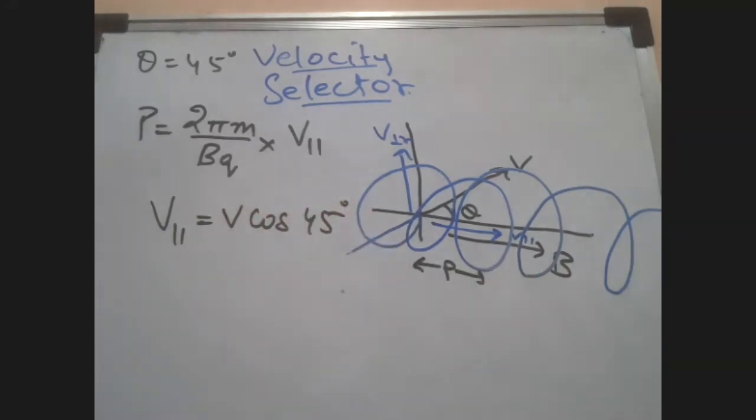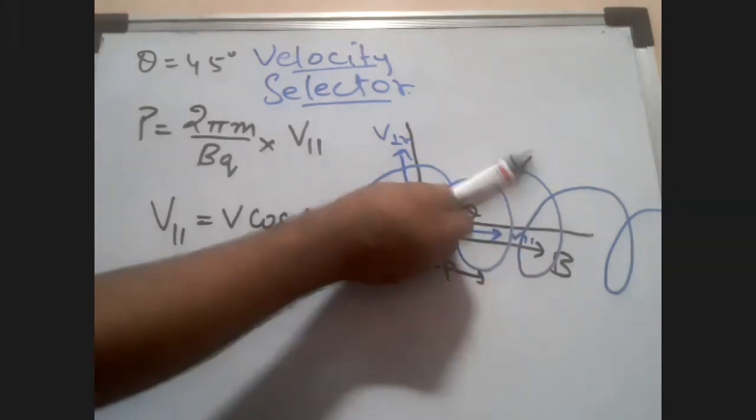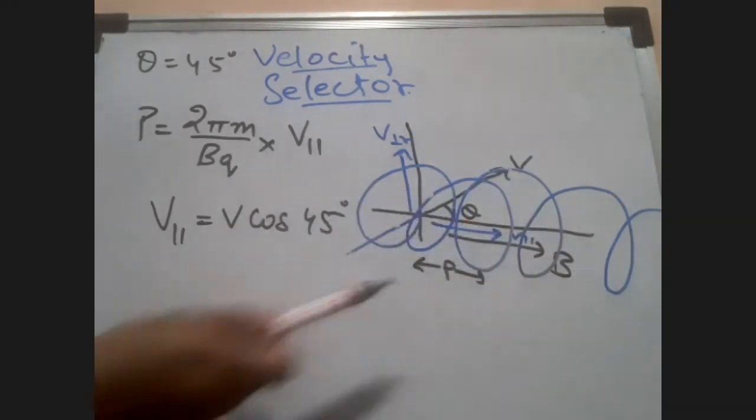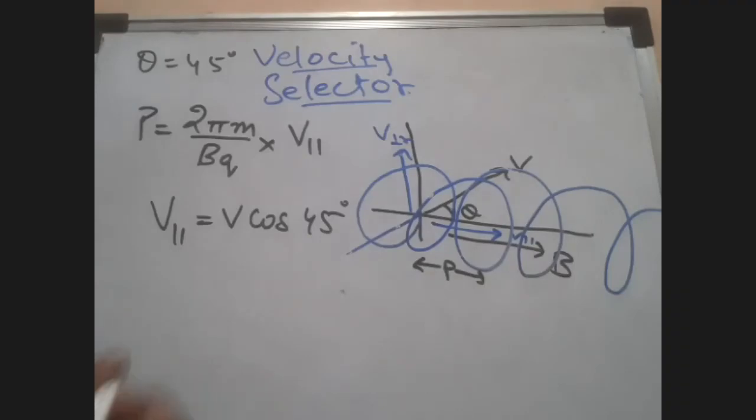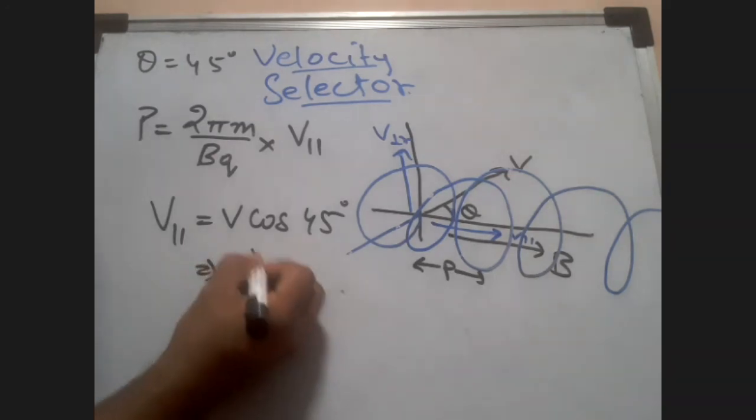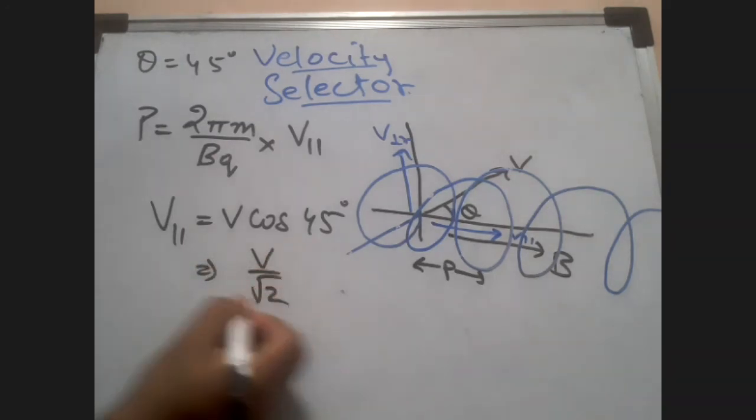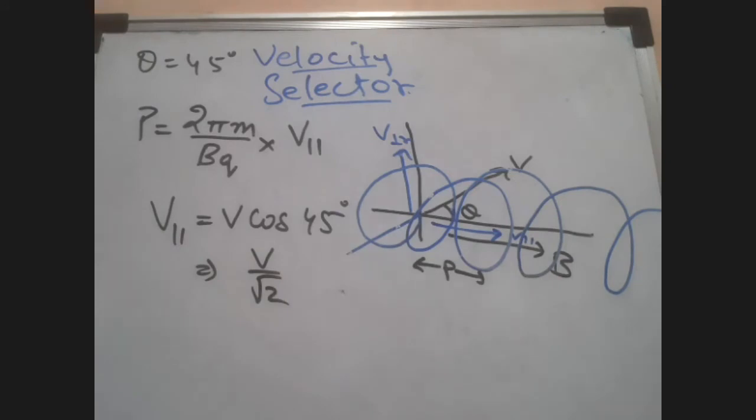Yes or no? V cos 45. The velocity vector was given with an angle theta with the magnetic field. We are interested in V parallel, which is V cos 45. What is V cos 45? V by root 2. Yes, right. So V by root 2 I got.